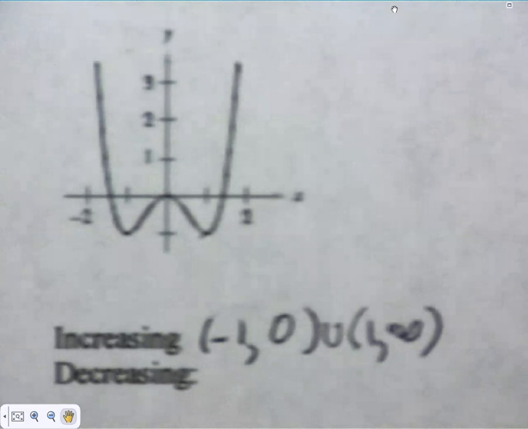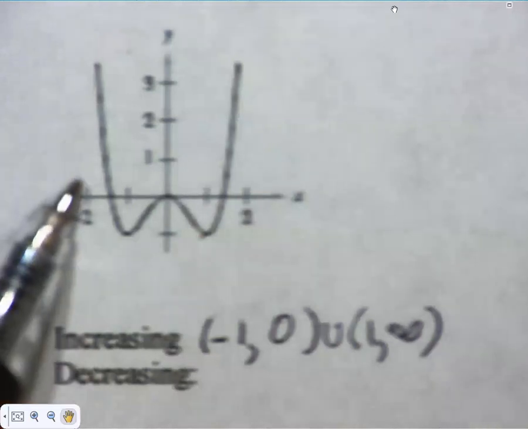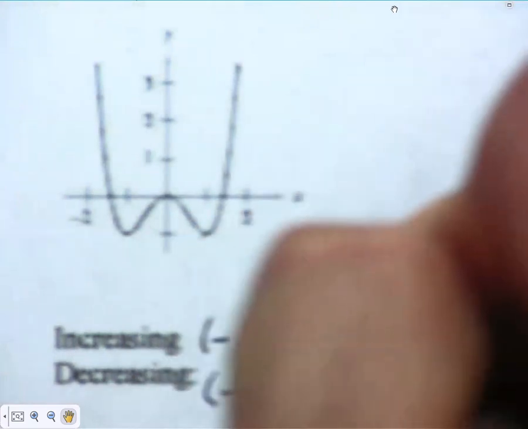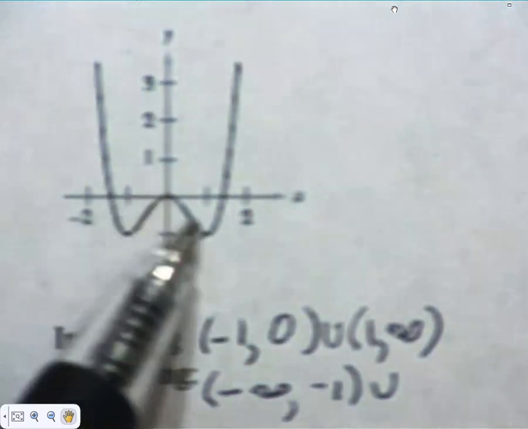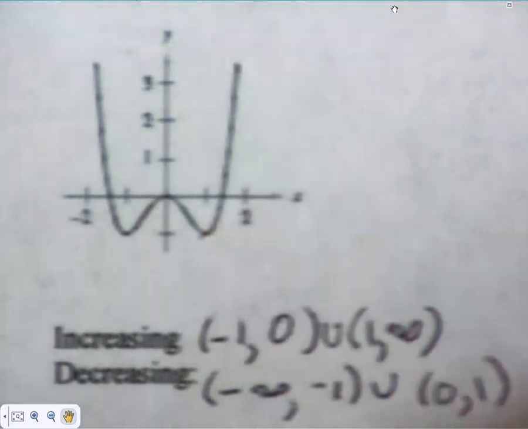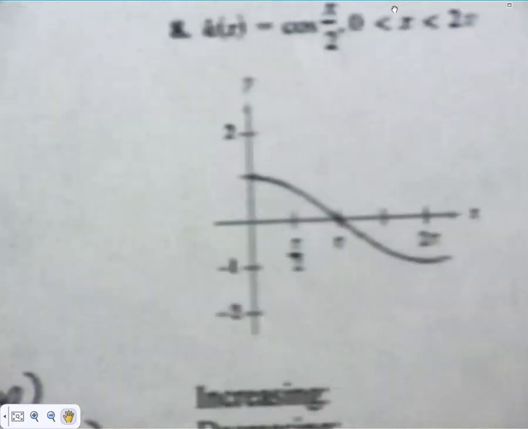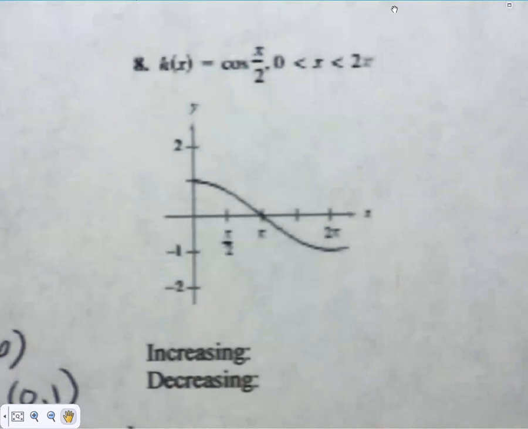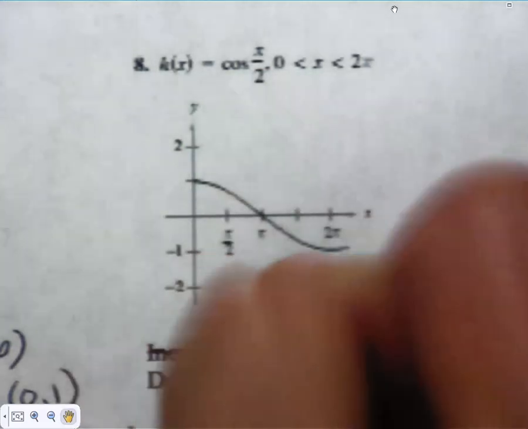And then where is that function decreasing? Negative infinity to negative 1. And where else? 0 to positive 1. Those are the decreasing intervals. All right, one more, number 8. Where is that function increasing? It's not increasing anywhere. It's not going uphill anywhere from left to right, so it doesn't have an increasing interval.